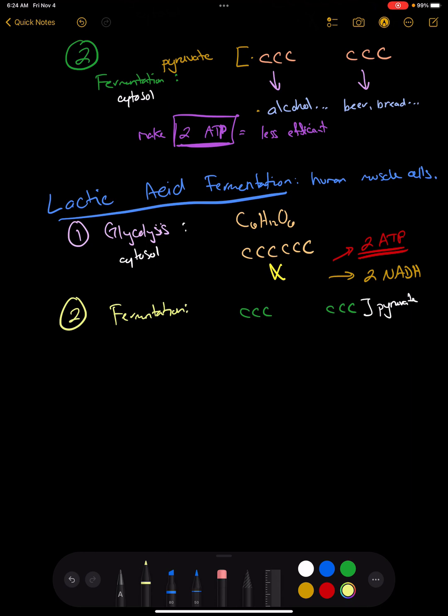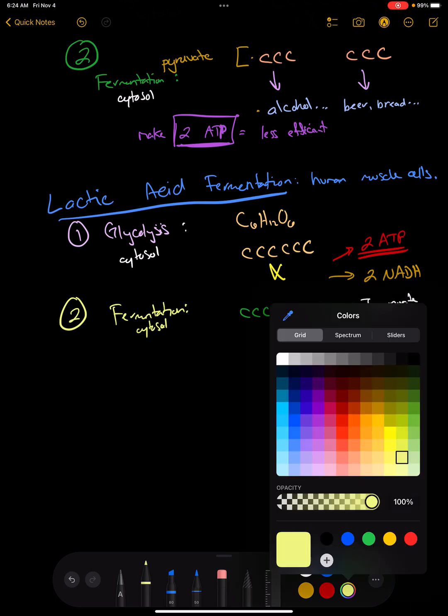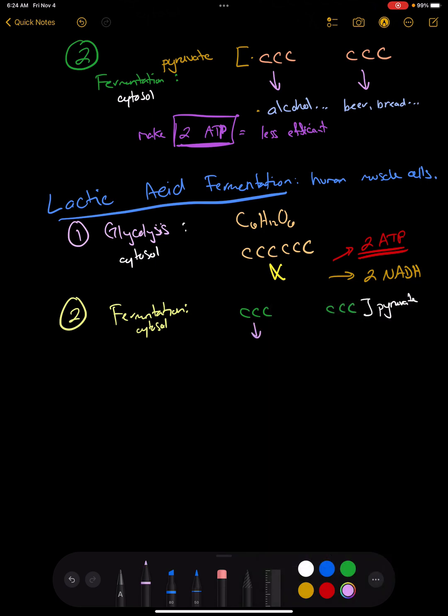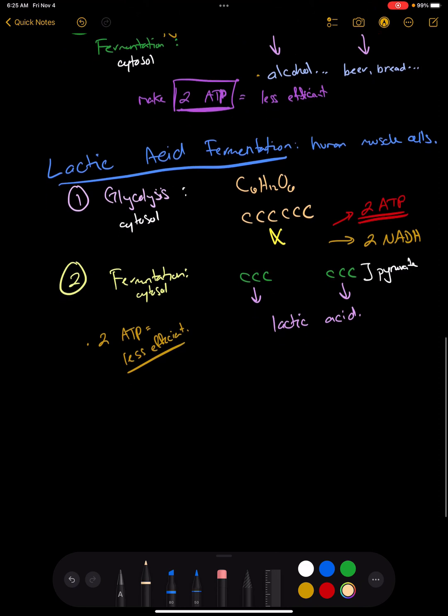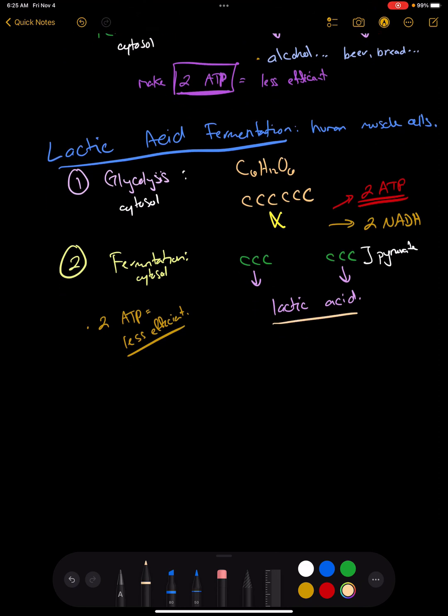fermentation. Don't forget, fermentation's still happening inside my cytosol. And so my human muscle cells, what they're going to do is take these pyruvates, and they are going to turn this into lactic acid, right? Again, because I only earn 2 ATP because of glycolysis, this is way less efficient. This is why all of our cells don't do lactic acid fermentation, because we wouldn't have enough to live. But it makes sense, because lactic acid, that's the stuff that builds up inside your cells when you exercise.